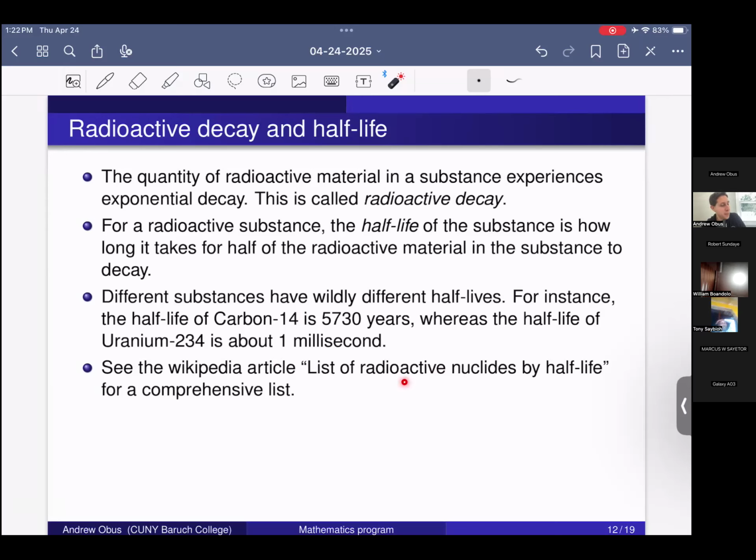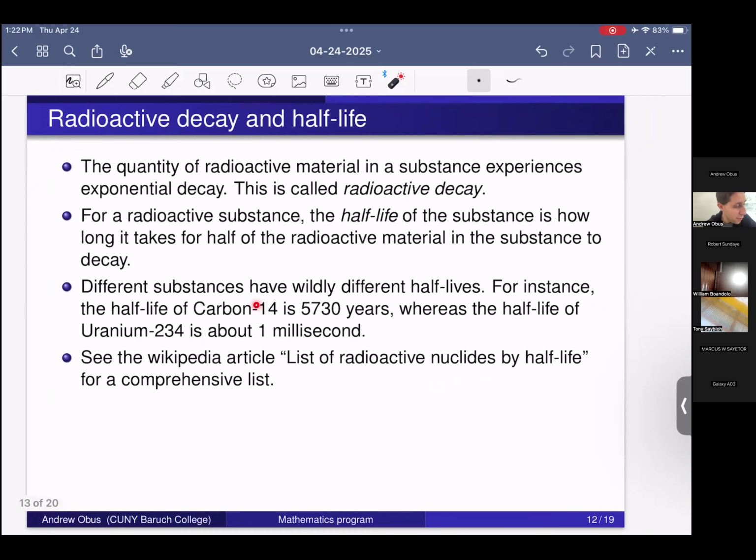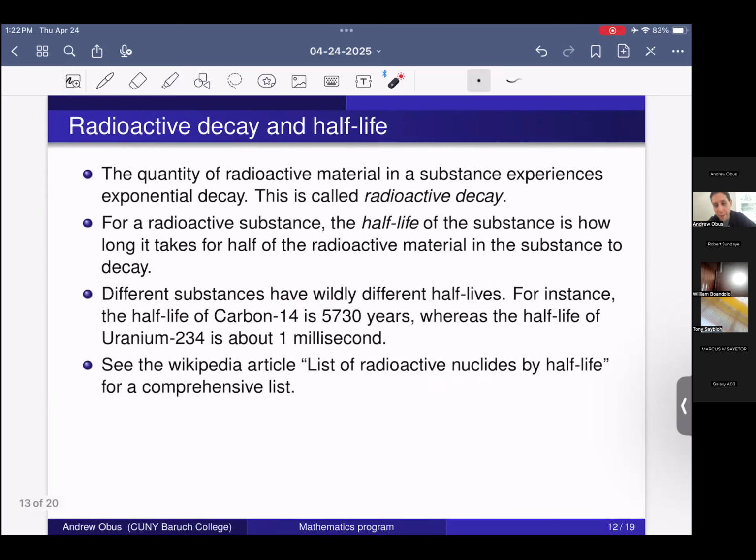And if you're interested in radioactive nuclear physics, look at the Wikipedia article, list of radioactive nuclides by half-life. It gives you basically every radioactive atom that there is and what its half-life is. It's a super long list, but you can look up anything you want. That's where I found the carbon-14 and the uranium-234. It's a pretty comprehensive list in Wikipedia.